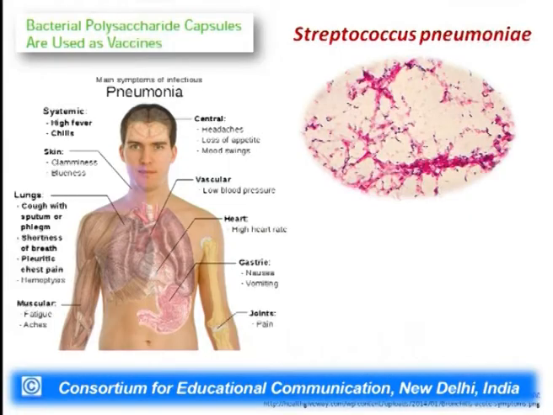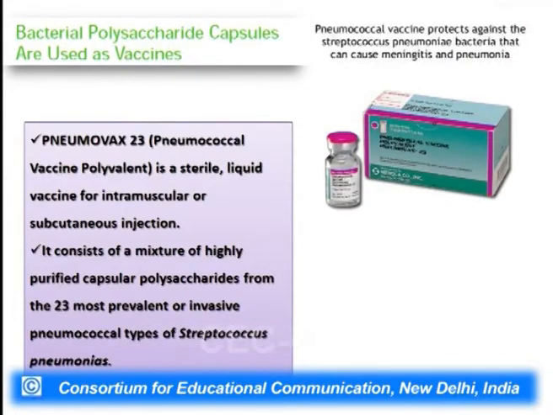Now, in case of Streptococcus pneumoniae, again the bacterial polysaccharide capsules are used as vaccines. It is the same process wherein the bacterial capsules are harvested from the bacterium, and these capsules may be directly used as a vaccine in case of humans. Now, bacterial polysaccharide capsules are used as vaccines.